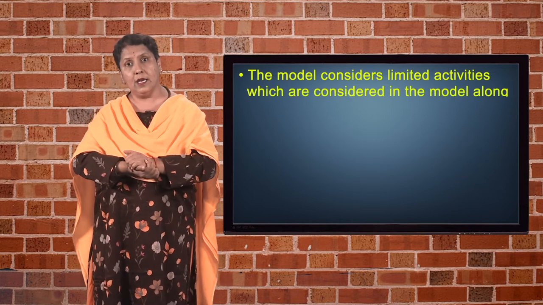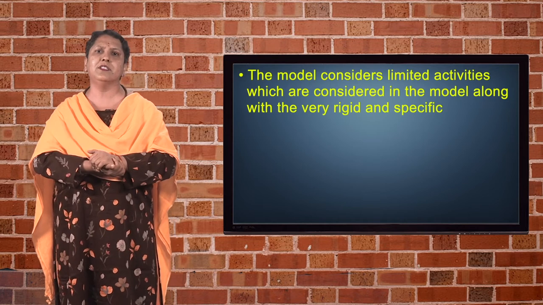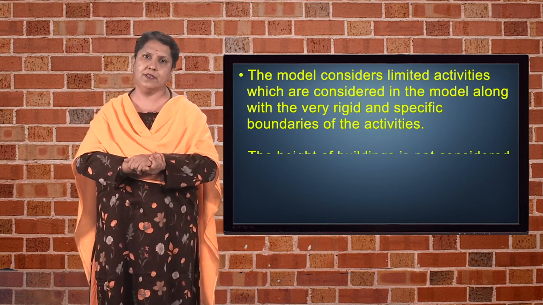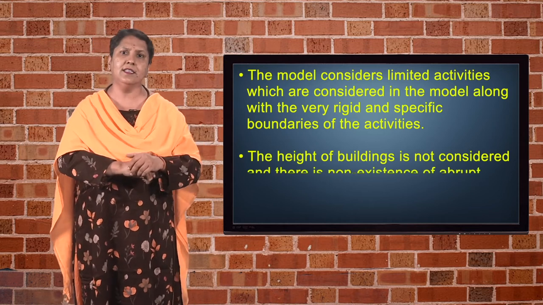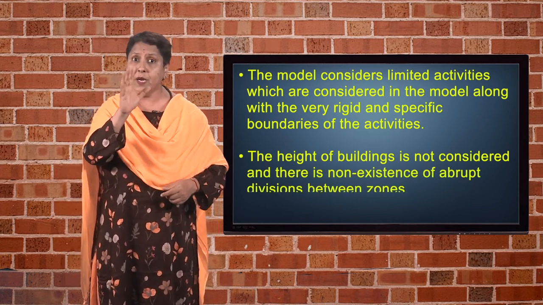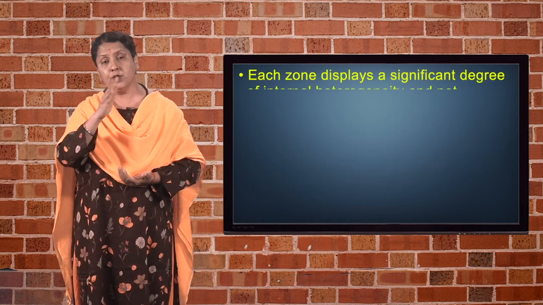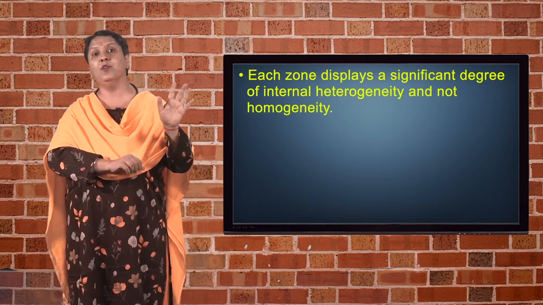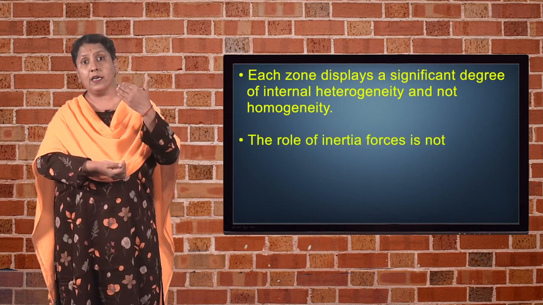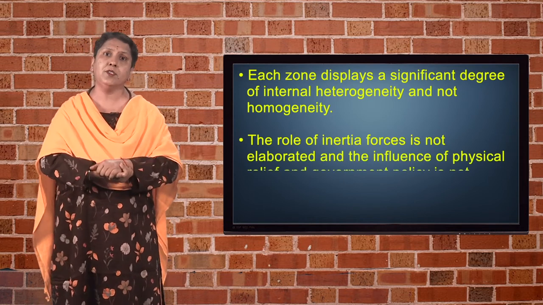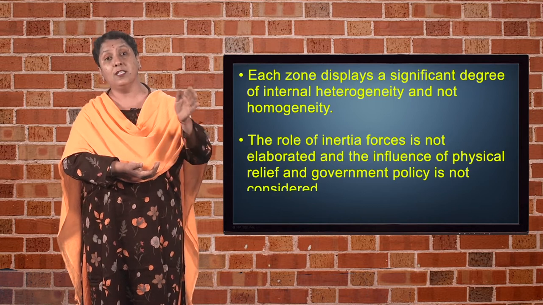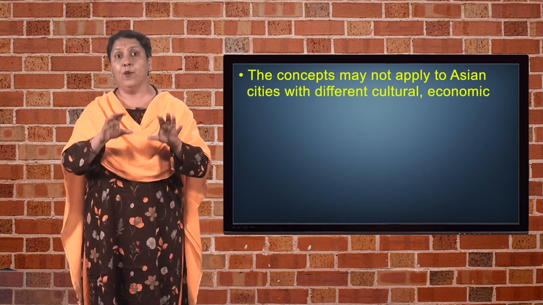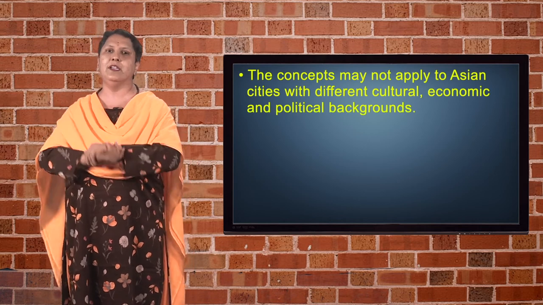This model by Harris and Ullman considers limited activities along with very rigid and specific boundaries of the activities. The height of the buildings is not considered and there is non-existence of abrupt divisions between zones. Each zone displays a significant degree of internal heterogeneity and not homogeneity. The role of inertia forces is not elaborated in this model, and the influence of physical relief and government policy is also not considered. The concepts may not apply to Asian cities with different cultural, economic, and political backgrounds.